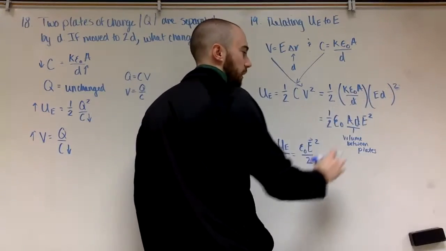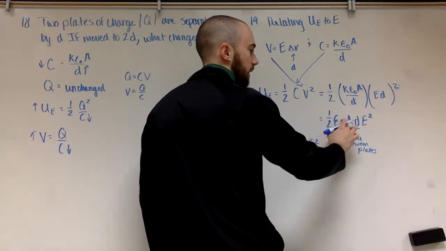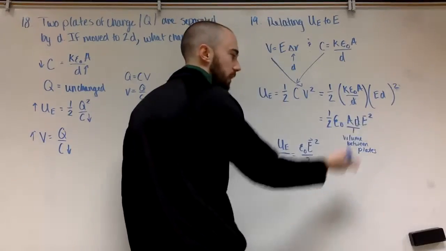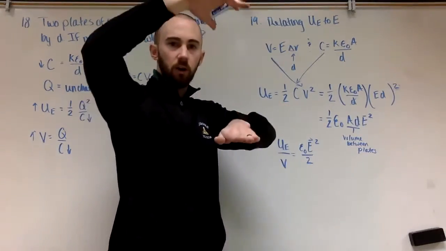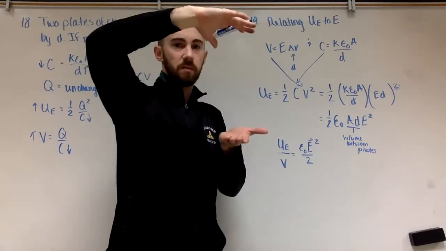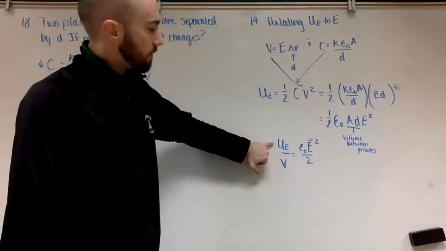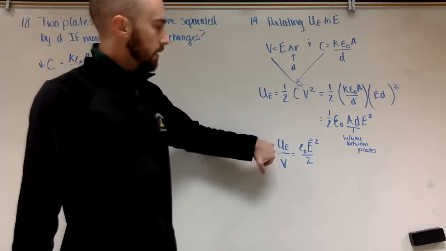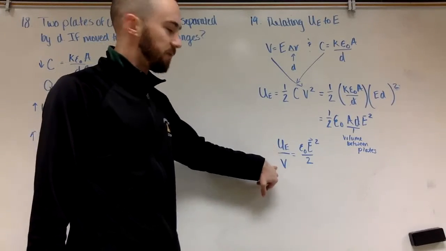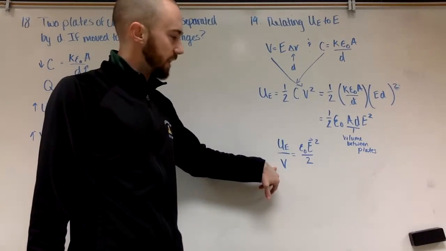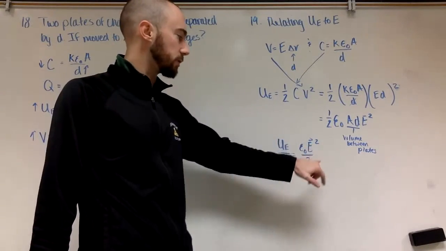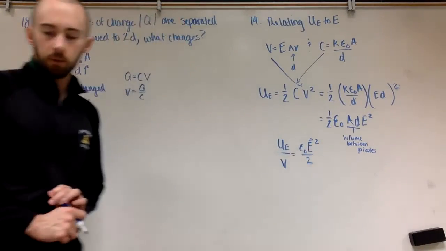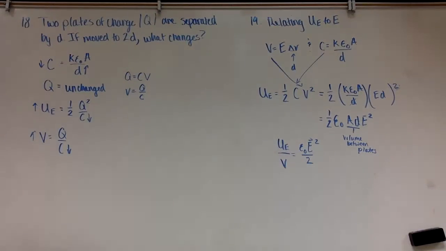One of these will cancel out with that, and we'll just be left with 1/2 epsilon naught A D times E squared. A times D is the area of the plate times how far apart they are. That's just giving me the volume in between the plates. So now if I take my electric potential energy and divide it by the volume, that's the energy density in that area. That's going to be equal to epsilon naught times my electric field strength squared over 2. And that'll be it for this section of the notes.